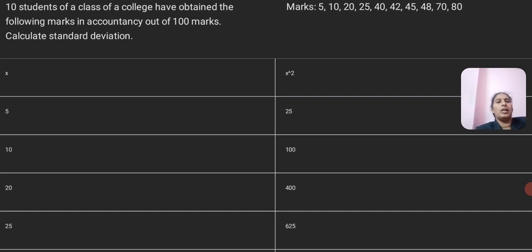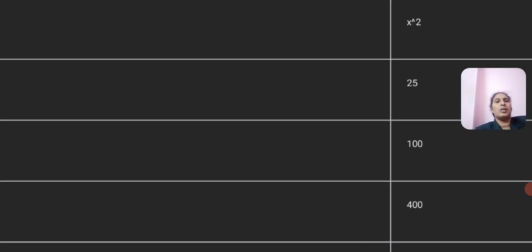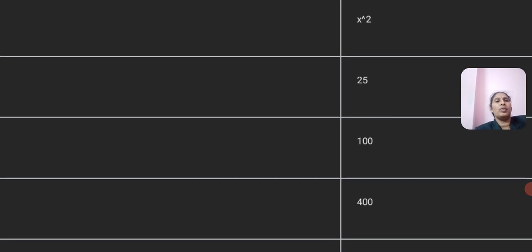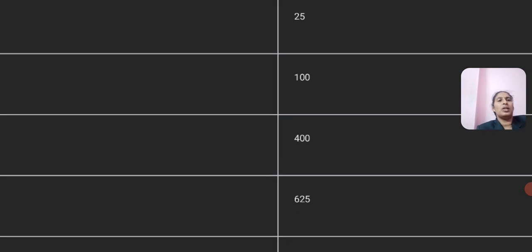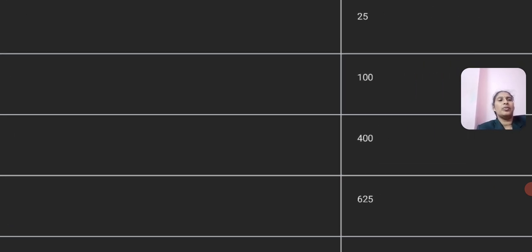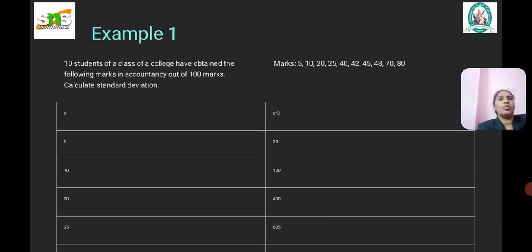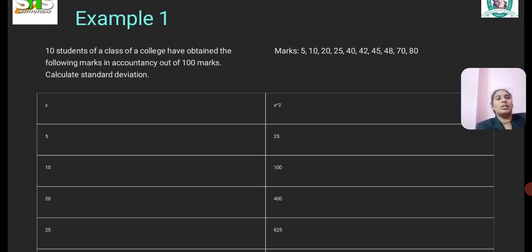How will you calculate the values? For the formula you have to square x. For example, 5 squared gives 25, 10 squared is 100, 20 squared is 400, 25 squared is 625. Like that you can find the squares. After finding the squares of the values, we calculate with the formula: root of summation x square by n minus summation x by n, the whole square. In the formula you have to substitute to get the standard deviation.